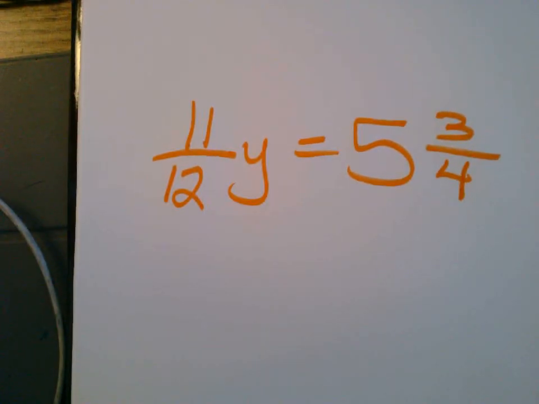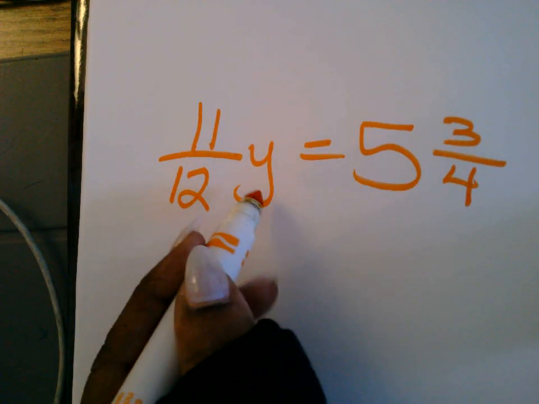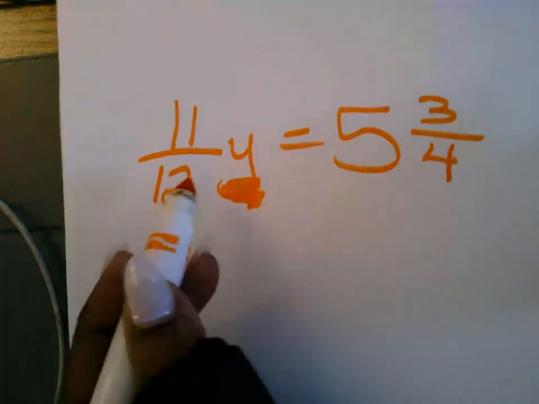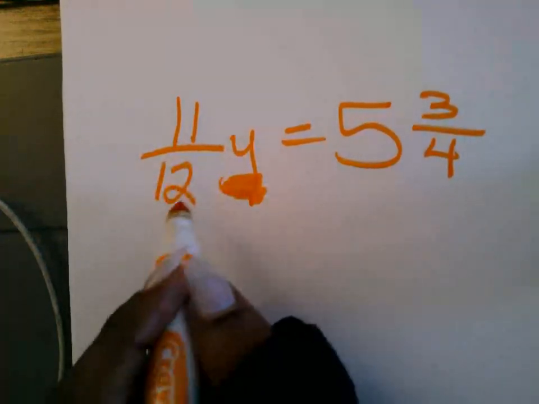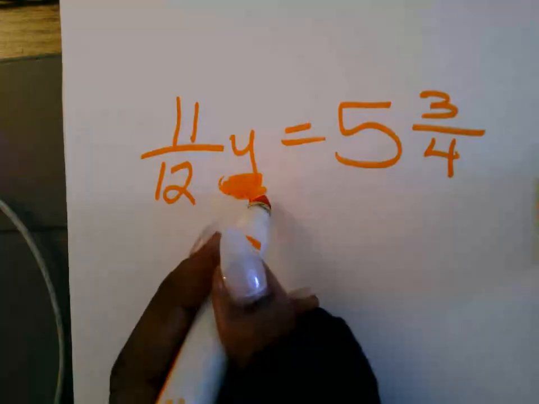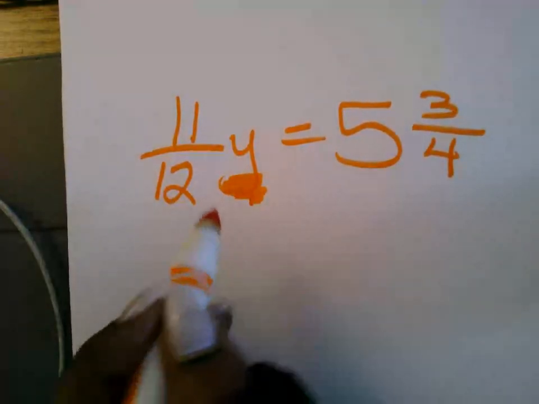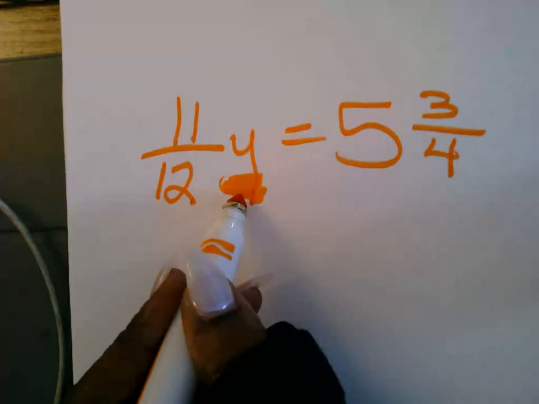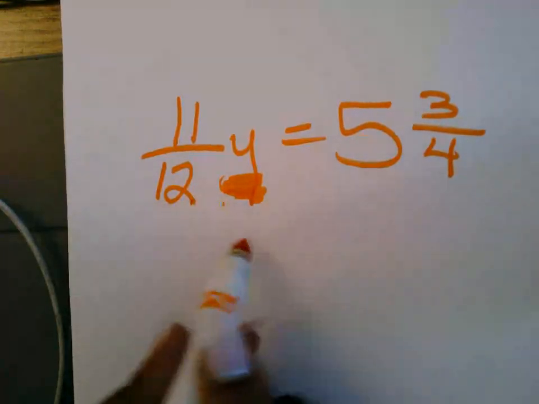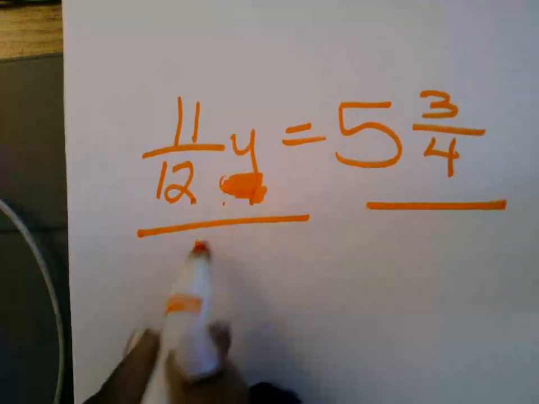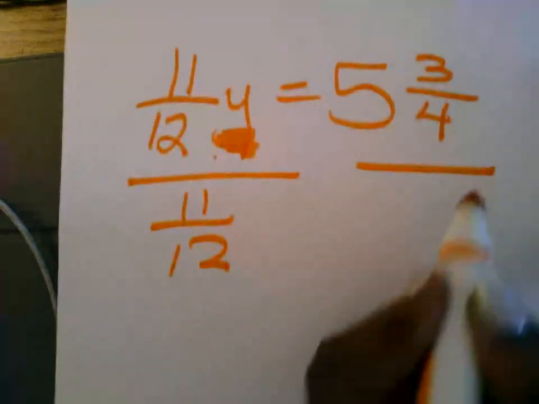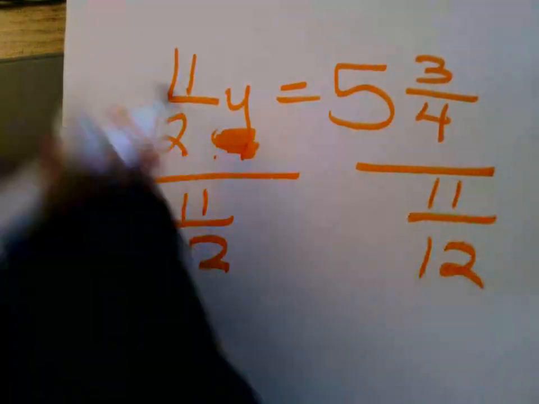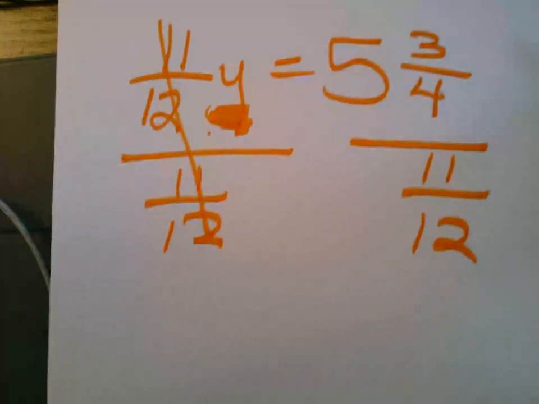This is an equation that's multiplying. 11/12 is being multiplied by y. Well, we still are solving equations, but this is a rational number. These are fractions and not whole numbers. Same operations apply. We get rid of multiplying on the left by dividing on the right. And what we do to one side, we do to the other side.